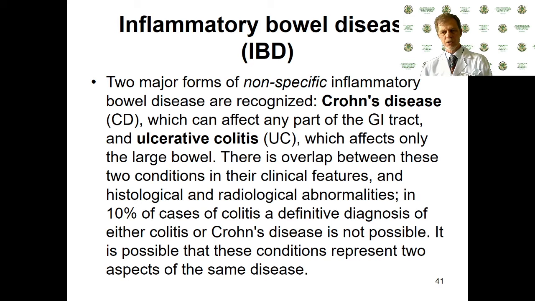Differences are the following. Ulcerative colitis affects only the colon. Crohn's disease may affect the colon, but may affect the whole GI tube starting from the esophagus: esophagus, stomach, small intestine, large intestine. And again, they're so similar that sometimes it's difficult to understand which it is, ulcerative colitis or Crohn's disease.